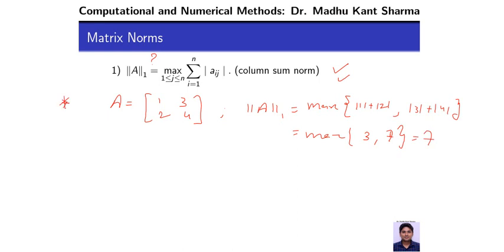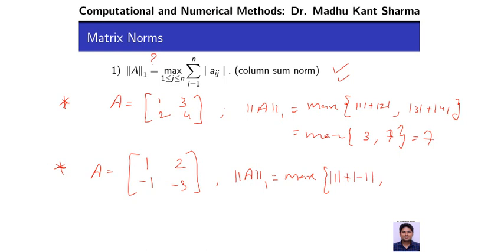Okay, that's one example. Let's say another example is A equals 1, minus 1, 2, minus 3. So the one norm, if we are going with this definition, is the maximum over the columns of the sum of magnitudes of the coordinates. You take the magnitude of 1 plus the magnitude of minus 1, and the magnitude of 2 plus the magnitude of minus 3, that is the maximum of 2 comma 5. So that is equal to 5.